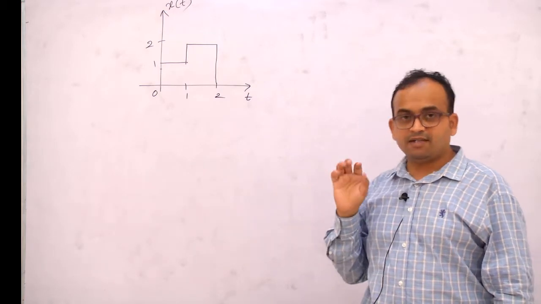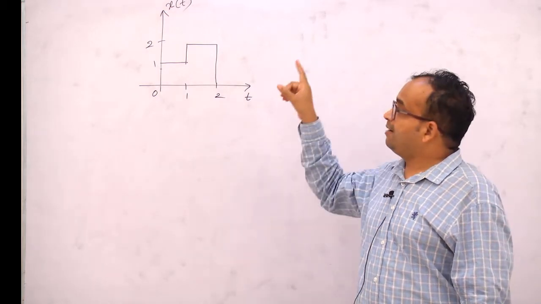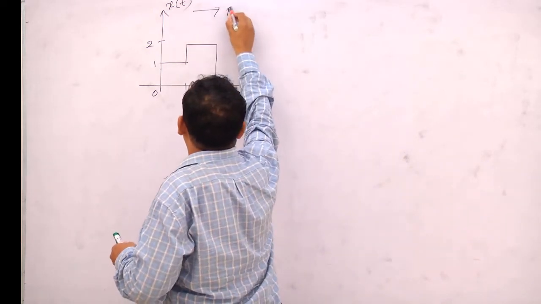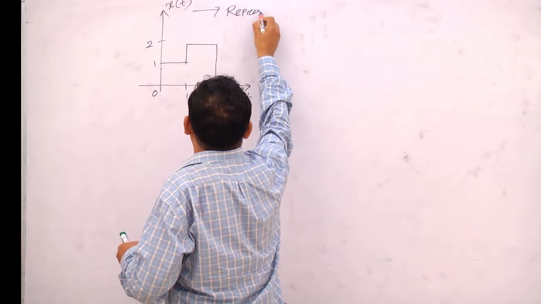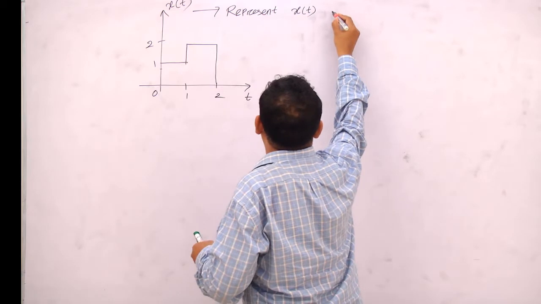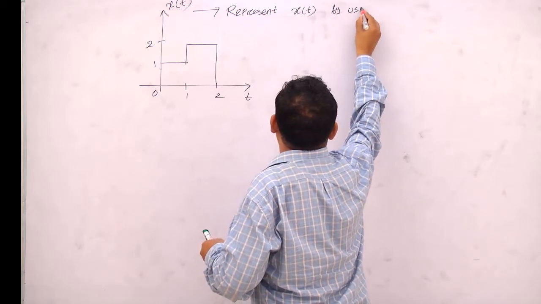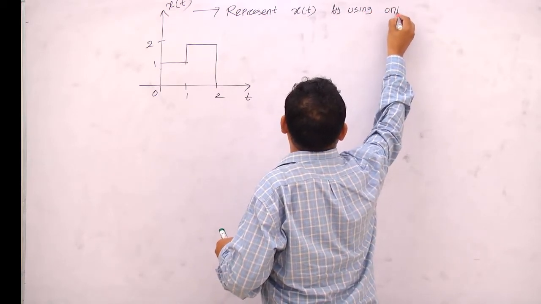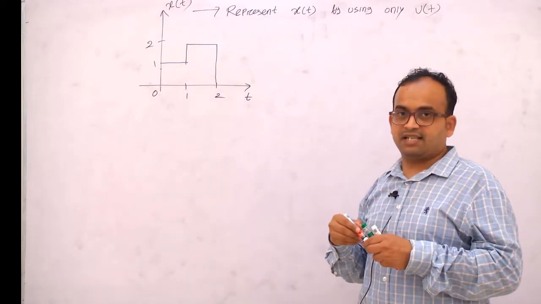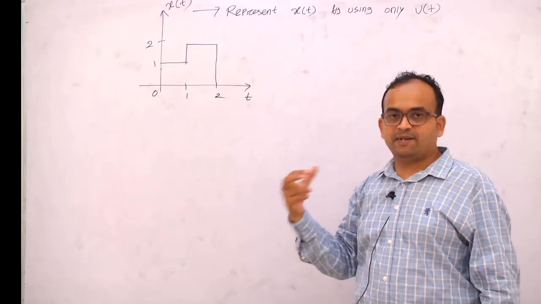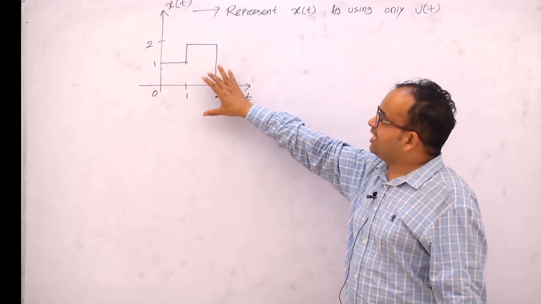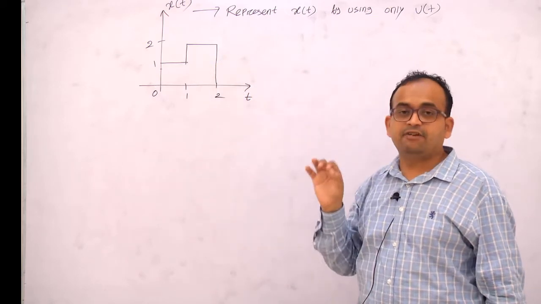Now what is our question? I am writing the question. We have to represent x of t by using only u of t, or unit step. So how to do these things? This can be done by using the basic operations like addition and subtraction. So again I am telling, we have to represent the x of t by using only the unit step signal.